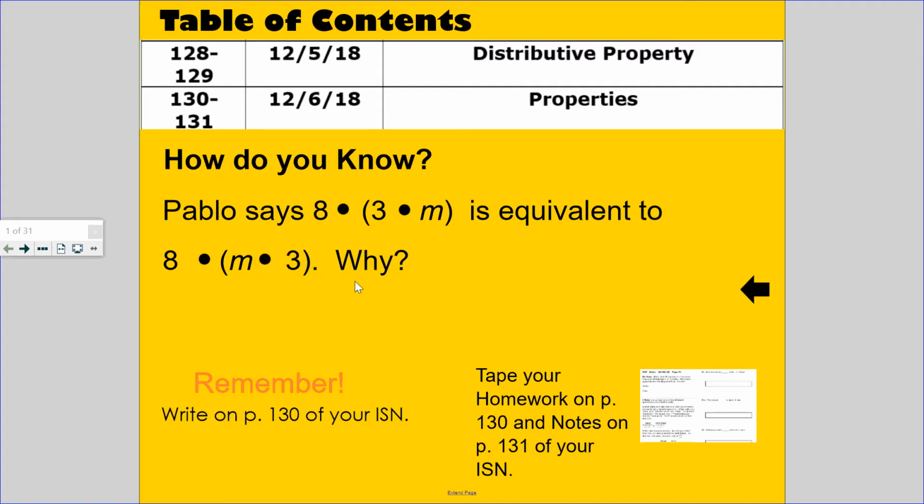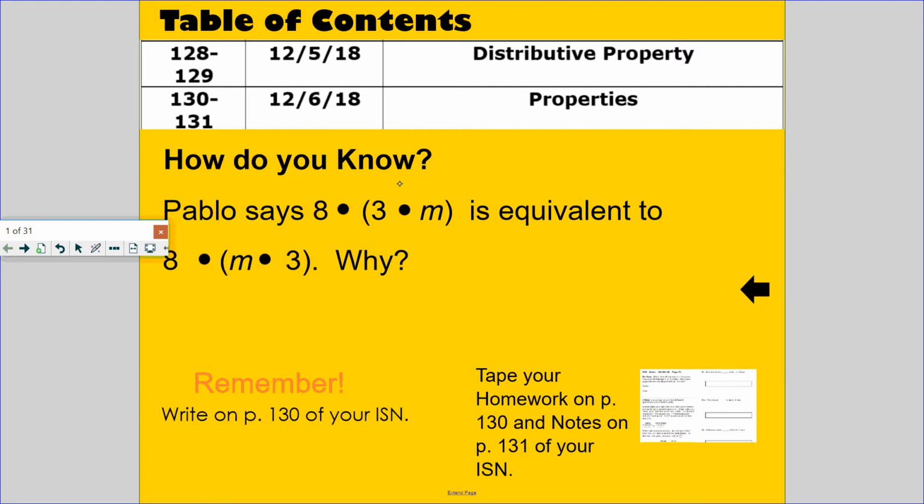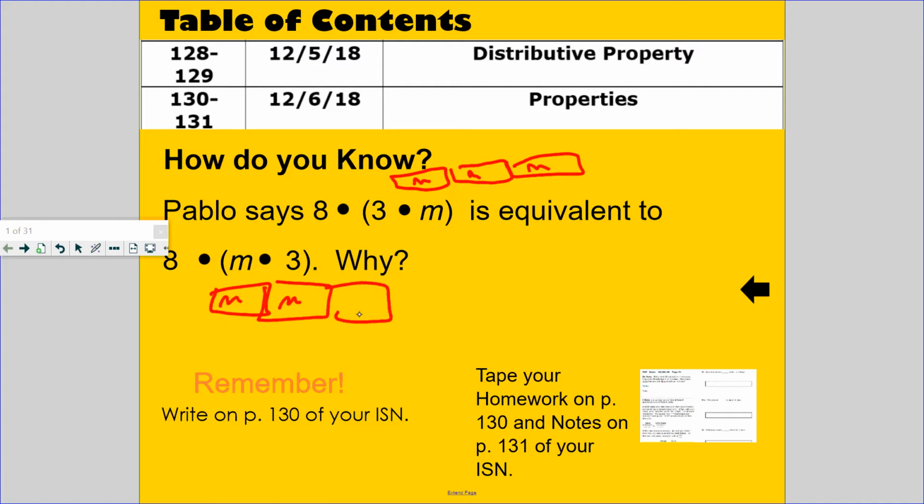There are many ways you can do this, but one way you can do it is using algebra tiles. So let me get a pen ready. Select pen, red. So 8 groups of 3 groups of m. If this is m, this is m, this is m, and m, times 3. So it is equivalent.